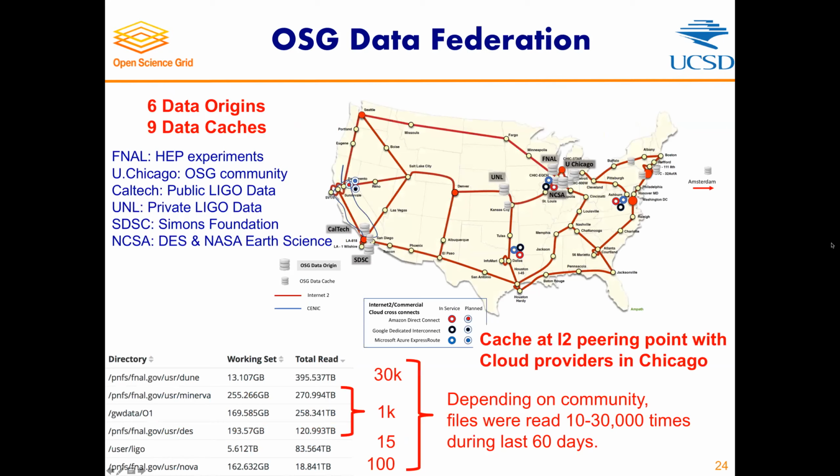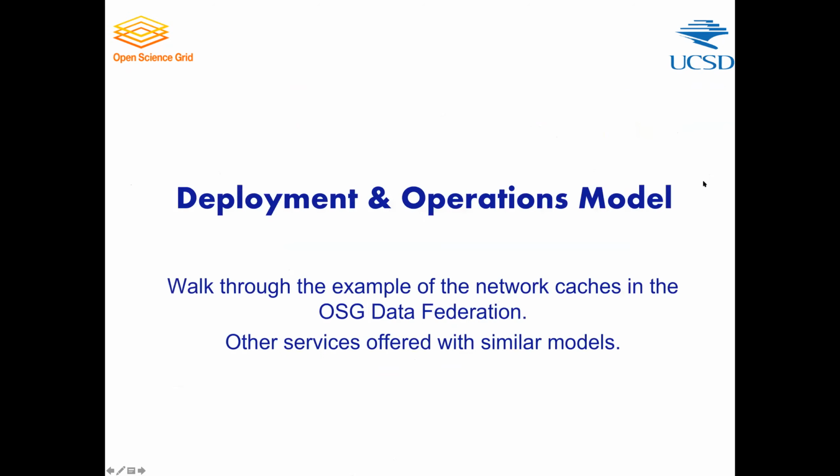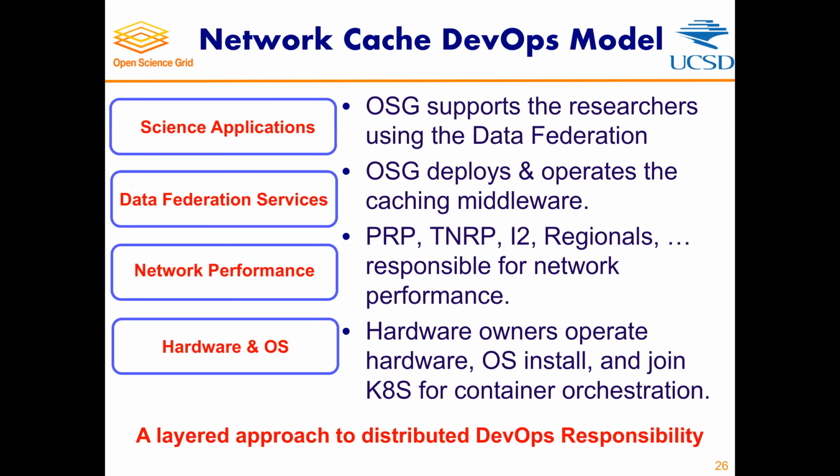Then I wanted to point out that there is one of the 9 caches in Amsterdam, and I'll talk more about that later. Then I want to talk a little bit about the deployment operations model. I've already talked about this a little bit. Basically, I've already told you what comes next. And I want to describe it with the example of network cache DevOps, because that's the cleanest example we have.